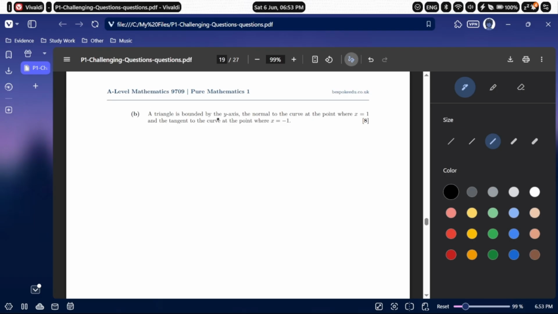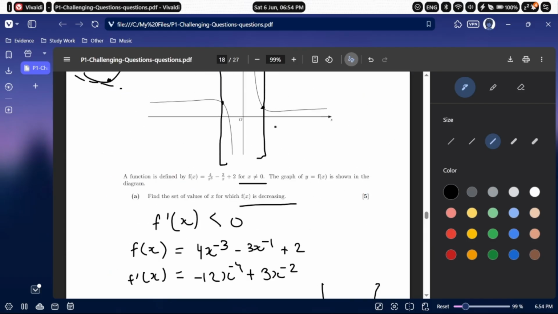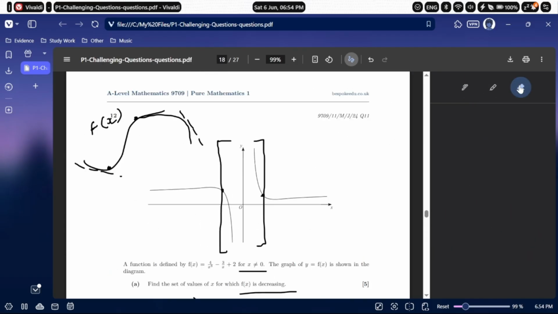So a triangle is bounded by the y-axis, the normal to the curve at the point where x is 1, and then the tangent to the curve at the point where x is -1. So initially when you read this entire thing, nothing makes sense at all. Honestly, I would just say to annotate the graph that you're given. This is the main reason why you were given the graph, so that you can sort of visualize what happens.